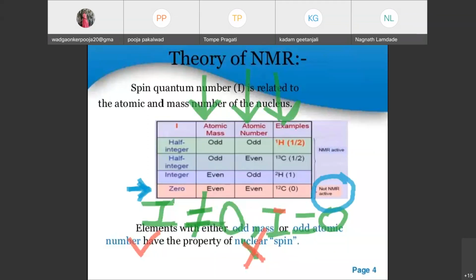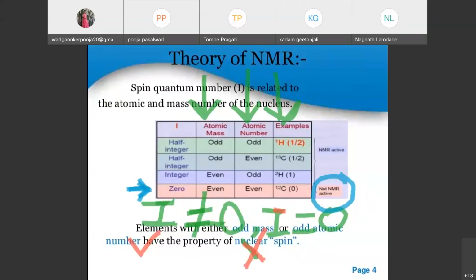Because I have to talk about the rest as well, that is why I am asking this first. Okay, now for atomic mass and atomic number, first I will speak about this 0 case. The I value, meaning spin quantum number value, is about protons and neutrons, not about electrons. Again and again I'm telling you guys. So the nuclei which are NMR inactive, or not NMR active, possess the value of I equal to 0.